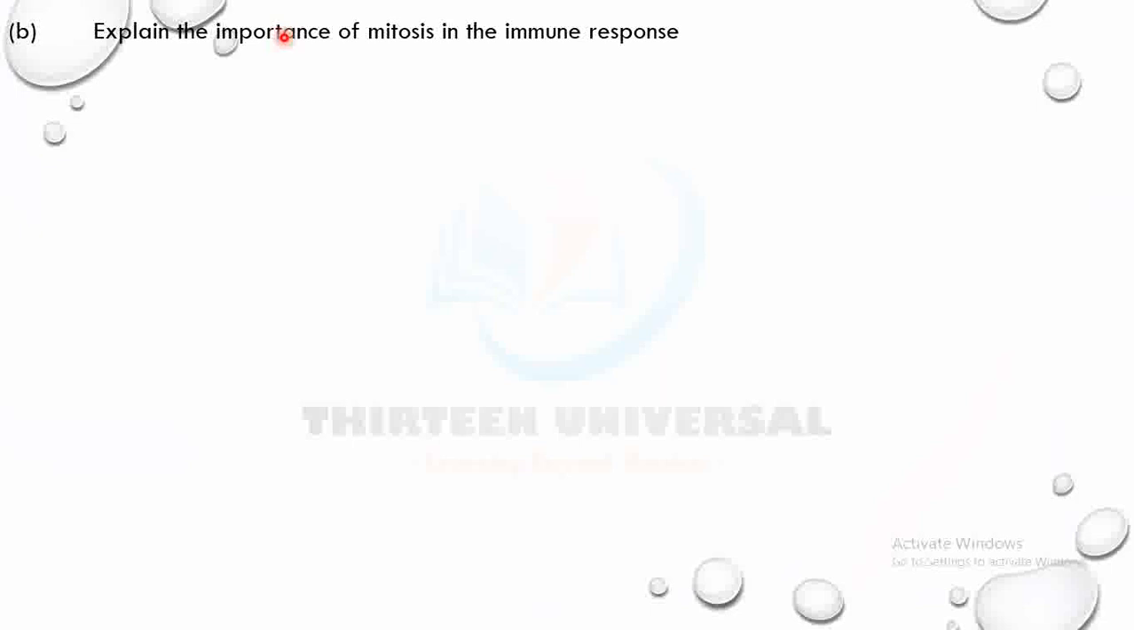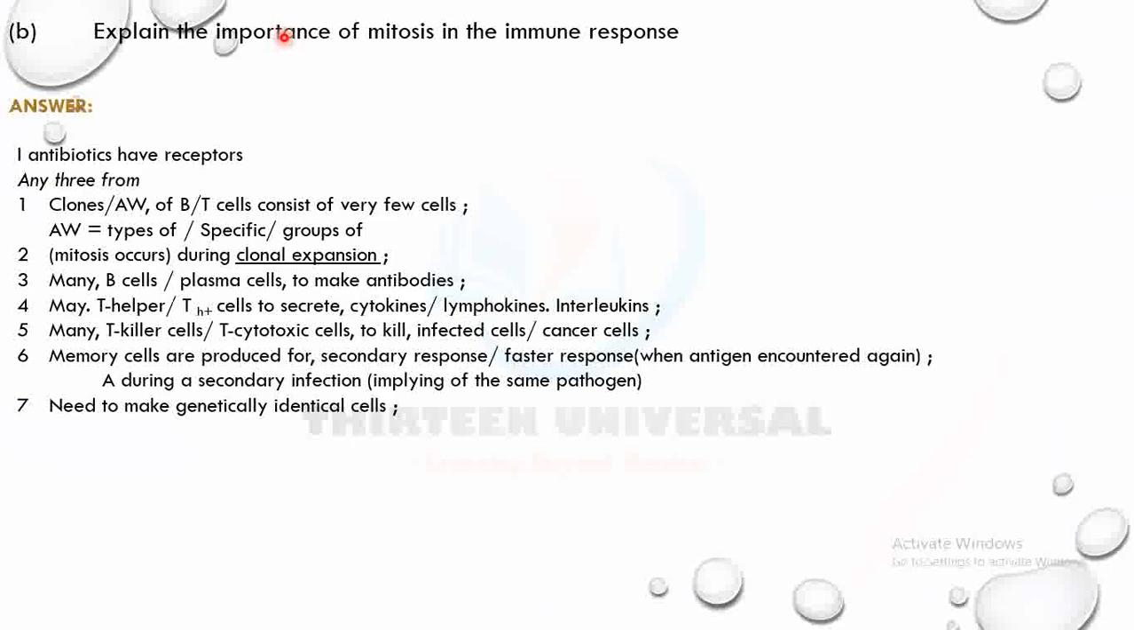Is that okay? So that is it, guys. See the importance: it forms clones. Clones are genetically identical. So mitosis helps to form clones of any of these B or T cells. There are very few originally, but mitosis increases the number. So mitosis occurs during clonal expansion. Many B cells or plasma cells to make antibodies. Many T helper cells to secrete cytokines, lymphokines or interleukins. Many killer cells to kill infected cells. Can you see that? I didn't mention memory: many memory cells are formed.